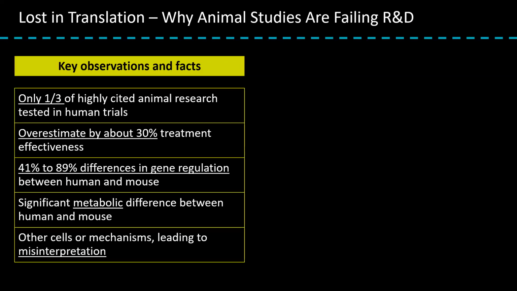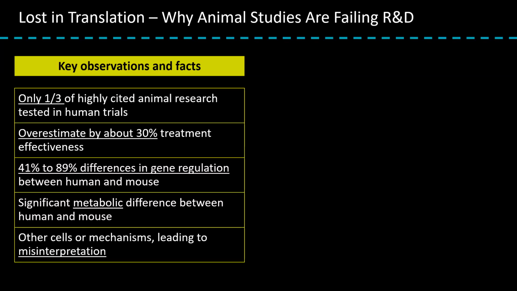I just highlight a couple of figures here. One really striking to me is the fact that only a third of the highly cited research using animals is useful for human trials. So meaning that two thirds of these studies are actually useless and do not lead to any benefit to humans. Another important figure is the fact that animal studies overestimate by 30% the effectiveness of a treatment. So it's really showing that animal studies are overestimating the quality and the translation power of the model.